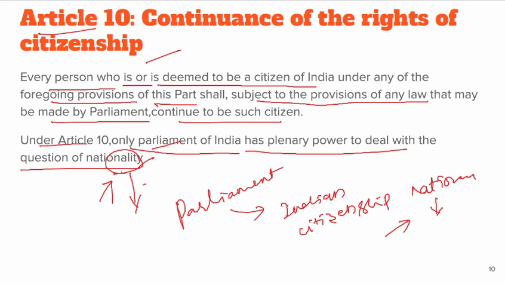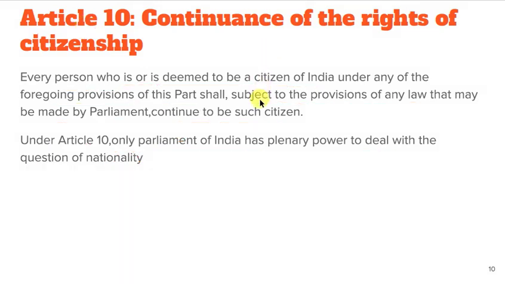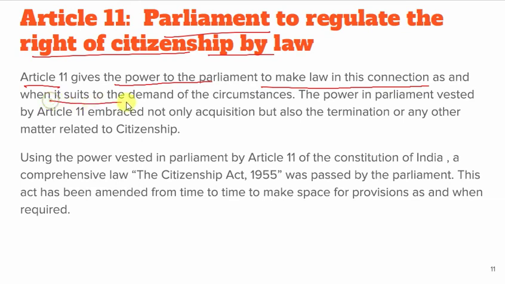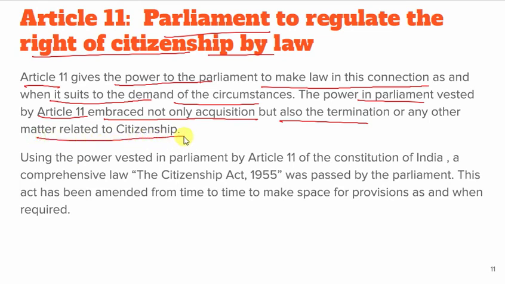Now let's see the last and final article under citizenship, which is Article 11: Parliament to regulate the right of citizenship by law. So what exactly is this? Article 11 gives the power to Parliament to make law in this connection as and when it suits the demand of the circumstances. The power vested in Parliament by Article 11 embraces not only acquisition but also termination or any other matter related to citizenship.